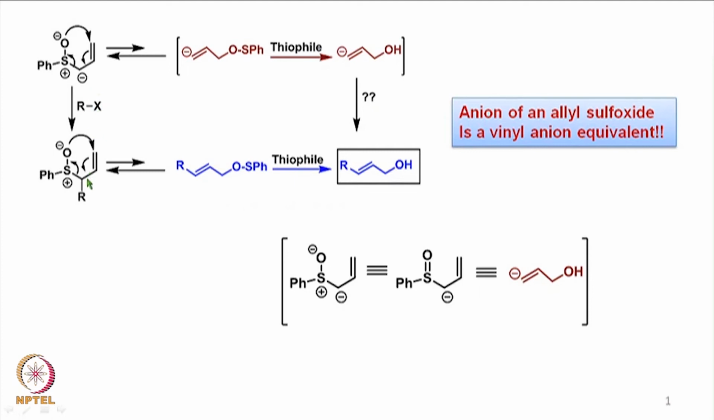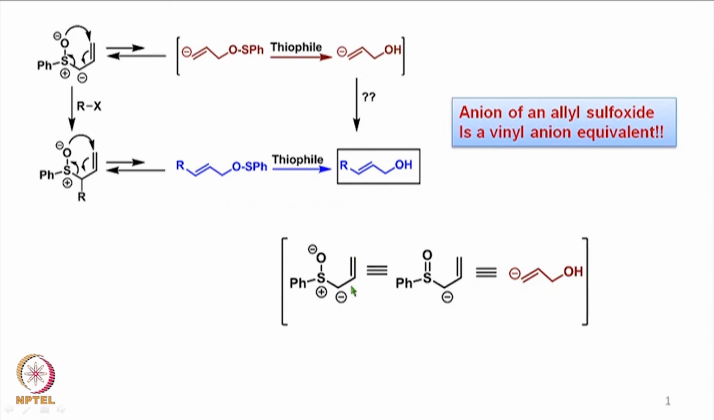Then we can generate a carbon-R bond here, which of course will be in equilibrium with this particular allyl sulfinate ester, and this, upon treatment with a thiophile, should give this particular allyl alcohol having an R substitution. So basically what we are trying to do is to convert an allyl sulfoxide into an allylic alcohol with substitution here, via going through a vinyl anion equivalent of this type.